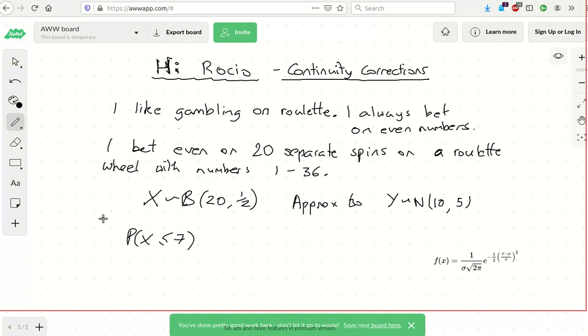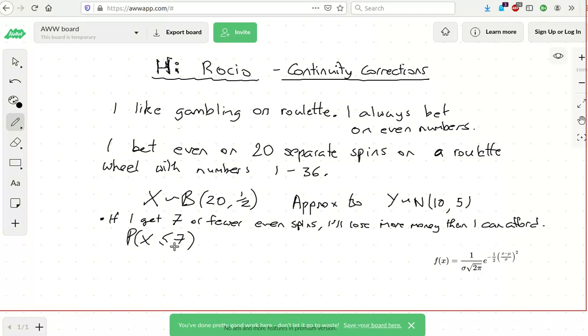Yeah, so let's write it here. If I get 7 or fewer even spins, I'll lose so much money that I won't be able to pay my mortgage. I'll lose more money than I can afford. I'll just put it like that. And I want to work out what the chances are of this happening. So I want to work out the probability that x is less than or equal to 7.